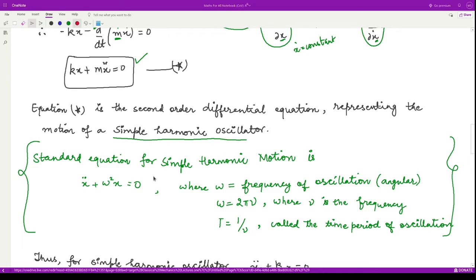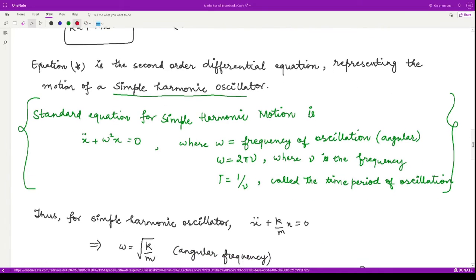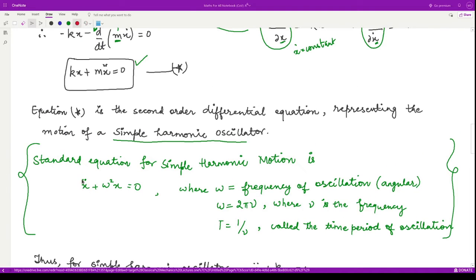So now, for simple harmonic motion, the usual equation is x double dot plus omega square x is equal to 0, where x represents the displacement. Basically, if there are no frictional or resistive forces, then for a spring mass system in motion, it will go back and forth infinitely for a large time period, as there are no dissipative forces acting on it. So this is the equation in the ideal case.